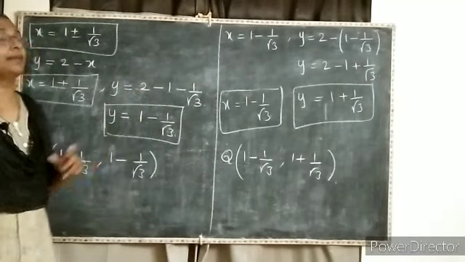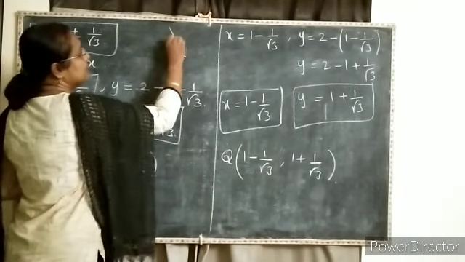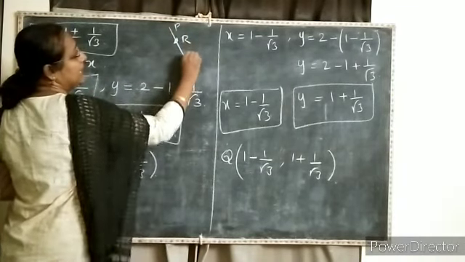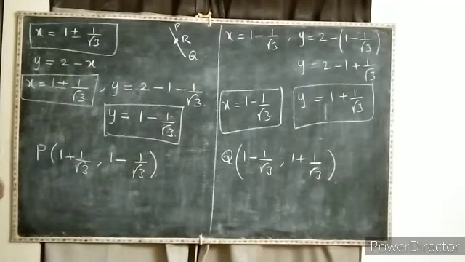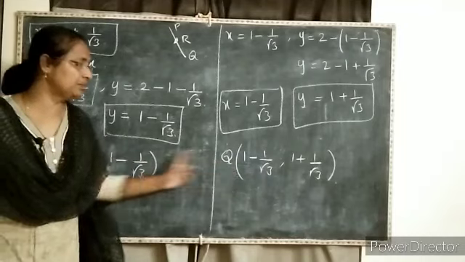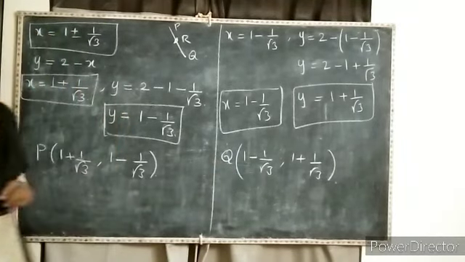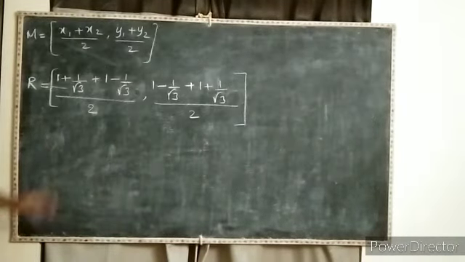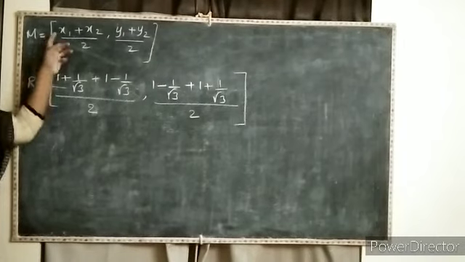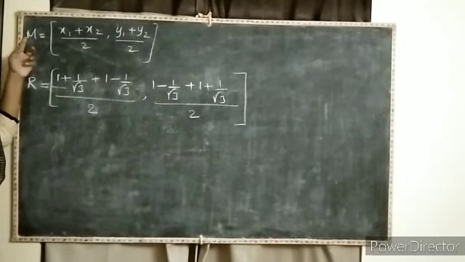Now from the diagram I know that r is the midpoint of what? P and q, isn't it? So I am using the midpoint formula. Using these 2 points, I am going to find the point of what? R. Shall we proceed? Okay students, now I have substituted the value. We are supposed to find the midpoint, isn't it?